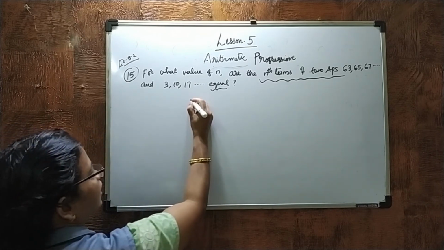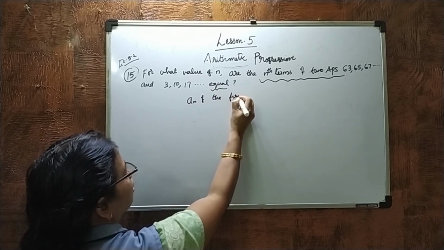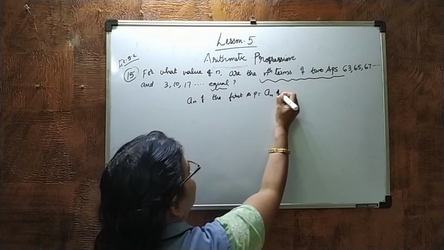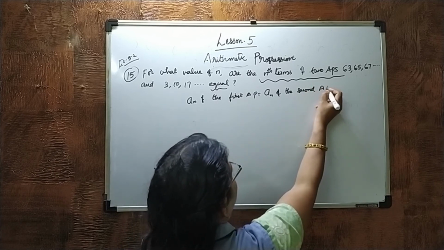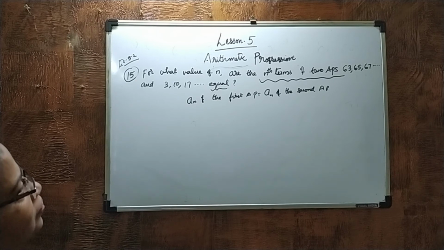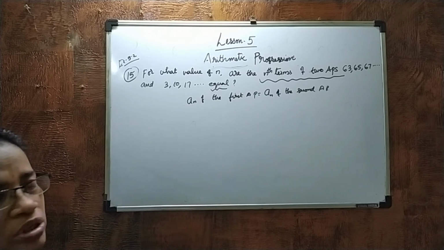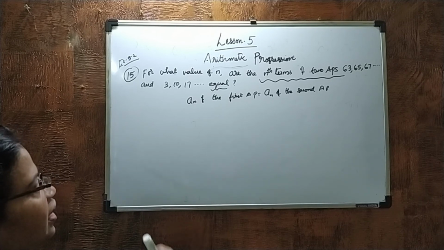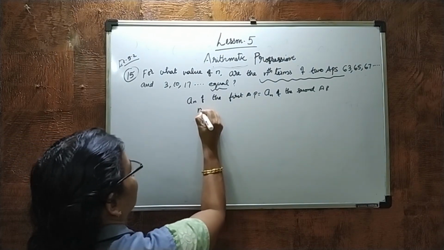So they told that an of the first AP should be equal to an of the second AP. This is the thing they told you, right? Keep it in your mind, okay? Don't write it for the exam. Then what is the next step? From the first AP, what all things can we find out? a is there, d is there. Second AP also, a is there, d is there. Then you have to find out the value of n.